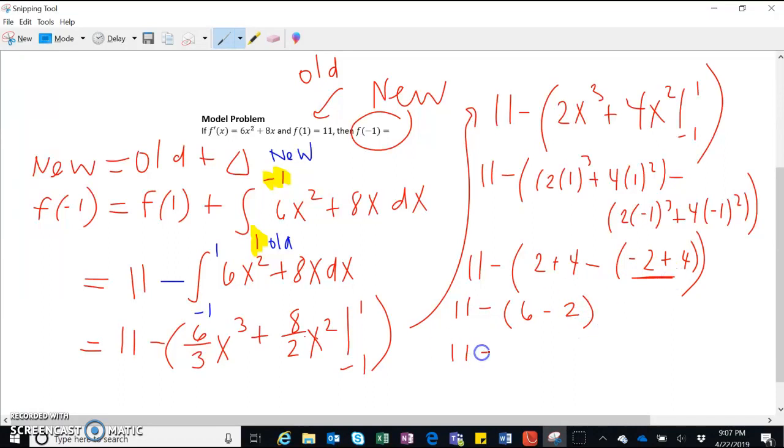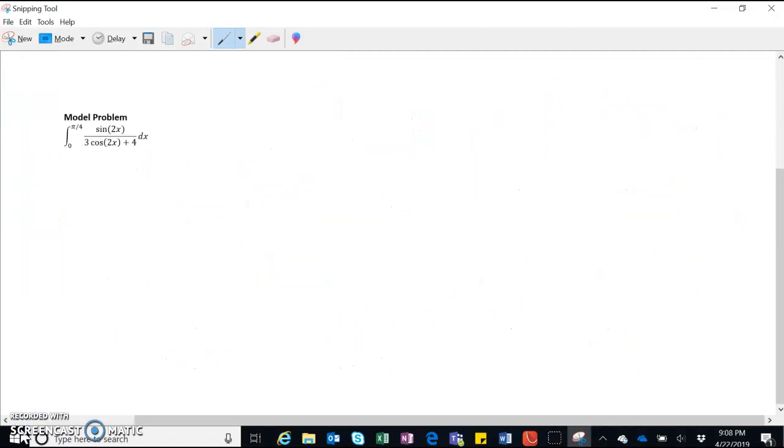In other words, 11 minus 4 for my final answer of 7. Not too bad here. Okay, and so now I'm on to the next model problem, which is most definitely going to be a little bit more rigorous. Above this model problem is a step-by-step breakdown of how to perform U substitution, and that's what I'm going to walk you through on this problem.